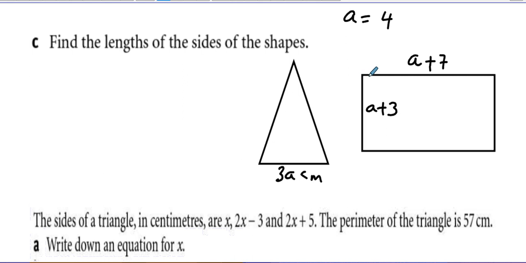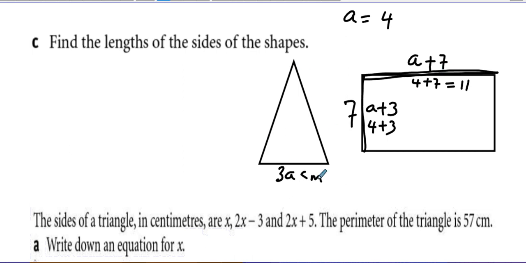So for the rectangle, we are going to have a plus 7. So that means a is 4, so a plus 7 equals 11. So the length will be equal to 11. Come here, a plus 3, but a is 4, so this will be 4 plus 3, and for the width, that will be 7. The rectangle is done.